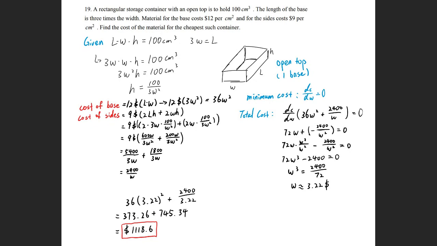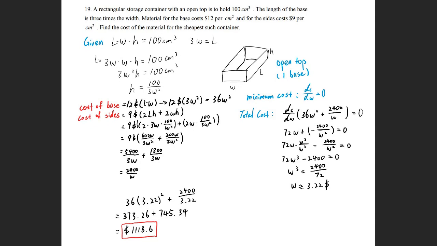So then we find the cost of the base. The base is $12 times the length and the width. So length times width equals 3W squared, and we get 36W squared. And the cost of the sides is $9 times 2 length times height plus 2W times height. And the result we got is 2,400 over W.